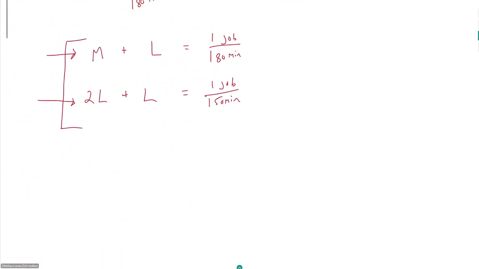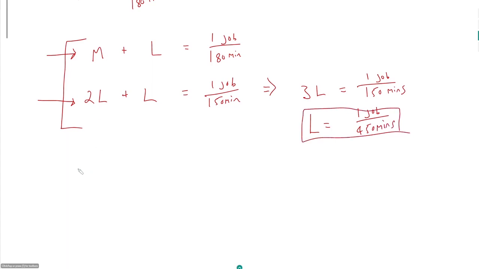So from here, we know that 3L is equal to 1 over 150. And this is why it's helpful, especially with the rates, to write out your units, at least to start, so that you can remember what this 1 over 150 means. It means one job per 150 minutes. And therefore, if we divide each side by 3, Luigi's individual rate is one job per 450 minutes.